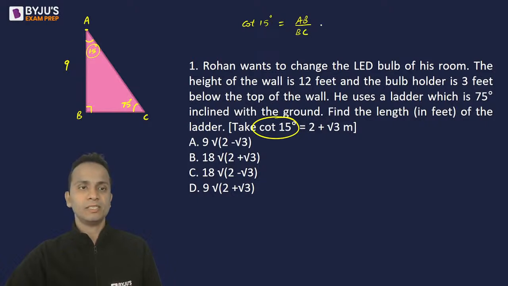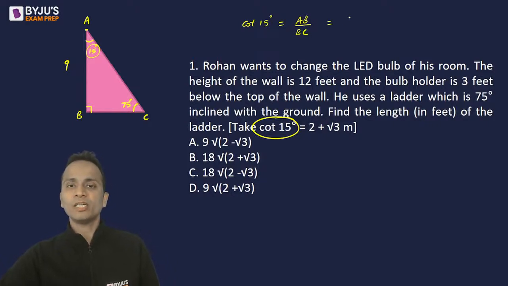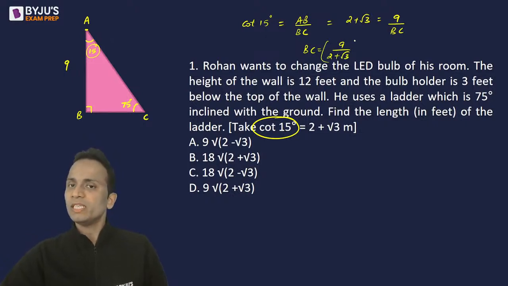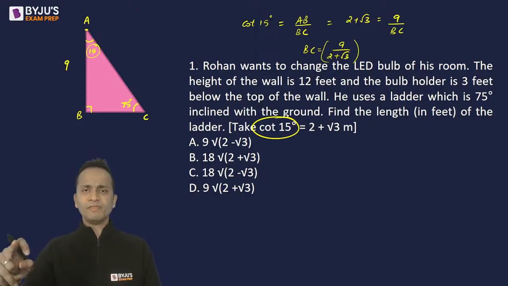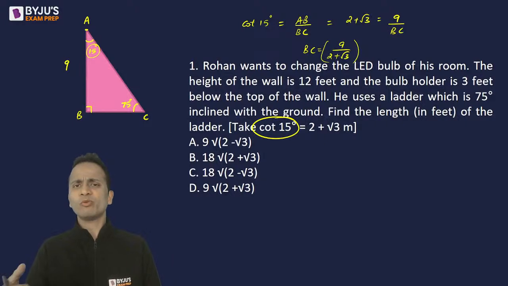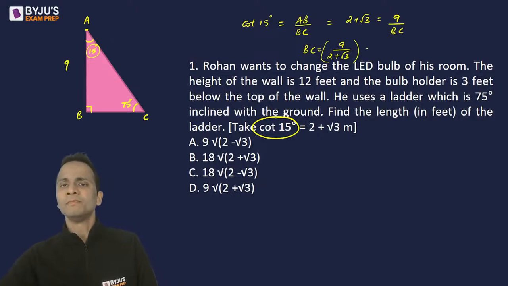Now what is the value of cot 15 given? 2 plus under root 3, and that will be equal to AB, which is 9, upon BC. So the value of BC comes out to be 9 upon 2 plus root 3. Okay, 9 upon 2 plus root 3, what has come? We have found the length of BC. Now we will rationalize this value. The denominator has a square root sign, which we can eliminate. So rationalize it by multiplying and dividing by 2 minus root 3.